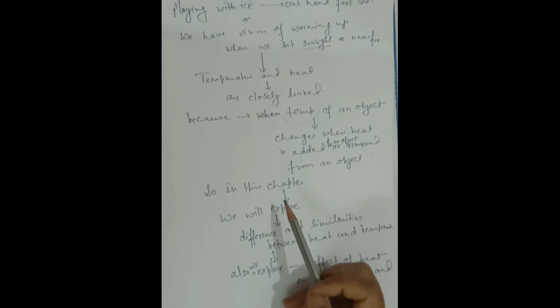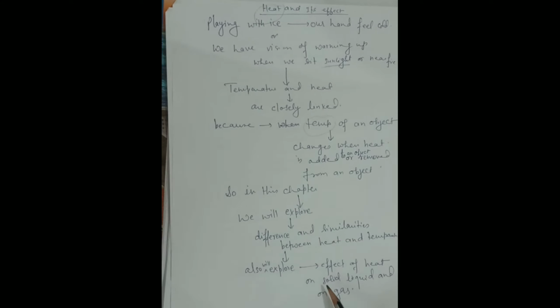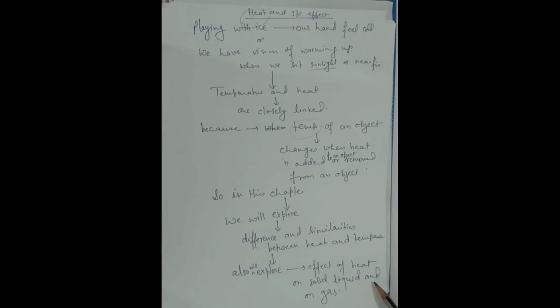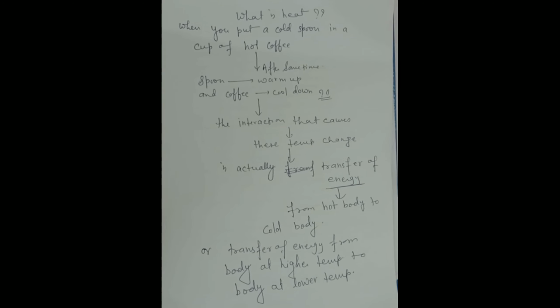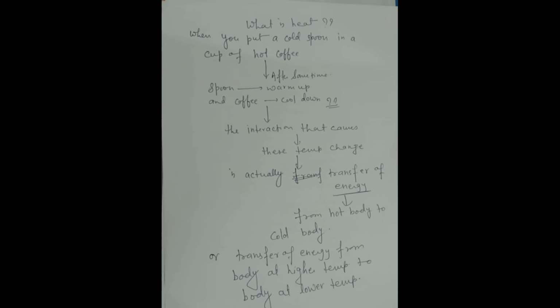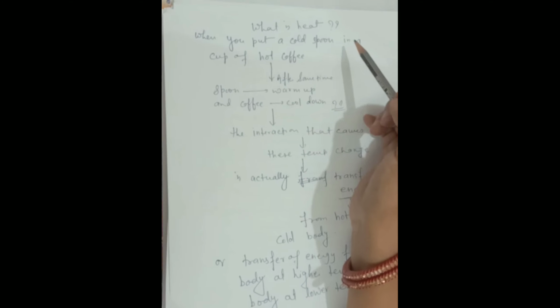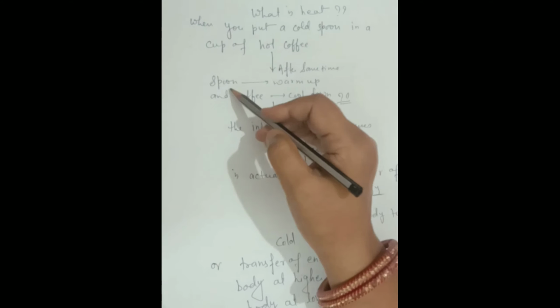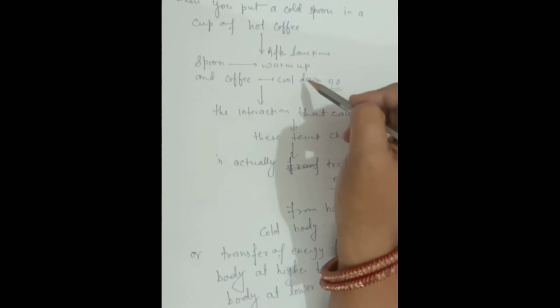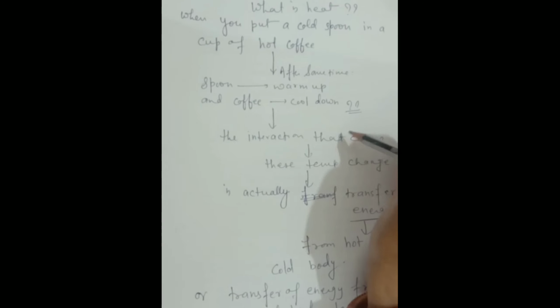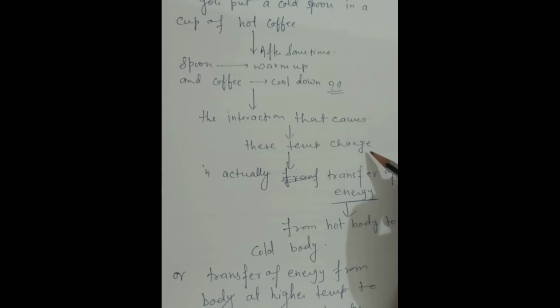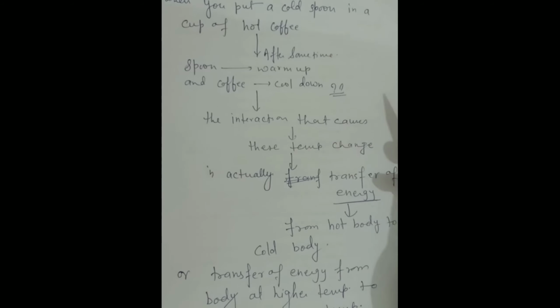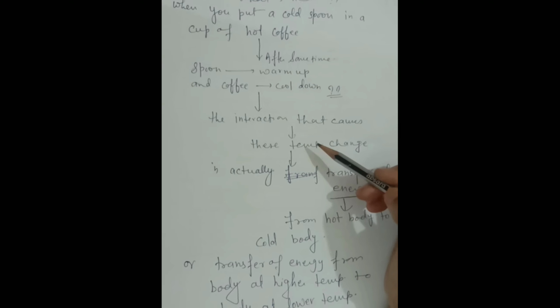So in this chapter we will explore the differences and similarities between heat and temperature. Also we will explore the effect of heat on solid, liquid and gas. To understand this topic, I am taking one more example. When you put a cold spoon in a cup of hot coffee, after some time what happens? The spoon becomes warm and the coffee becomes cold. The temperature of the spoon increases and the temperature of the coffee decreases when they interact with each other.